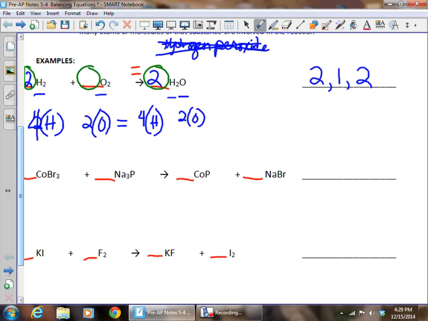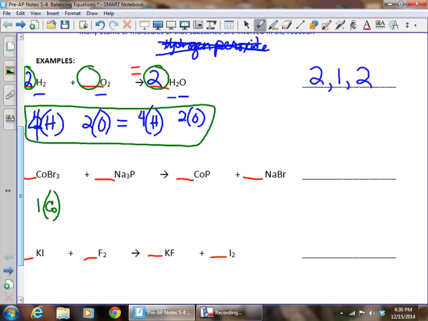Now let's look at the next one. On this side we have 1 cobalt. And by the way, I'm going to write that in green because you don't have to write that part. I'm not going to make you write that part of it either. Some of you are going to be able to balance by inspection just by looking at it, and I'm going to allow you to do that on these problems. But some of you will want to write down these numbers of particles underneath. So right now I've got 1 cobalt and I've got 3 bromines.